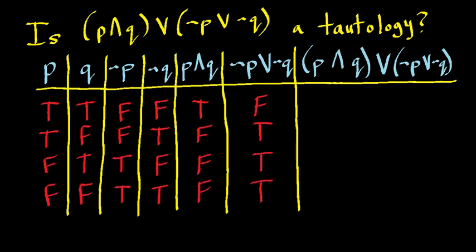Next, we'll take a look at the last column. Keep in mind that overall this is an OR statement. So we're just looking at the first part of the statement to see if it's true or false, and the second part of the statement, and then one of them has to be true for the entire statement to be true. So true or false is true, false or true is true, false or true is true, and false or true is true. So once again, we have all trues, so therefore, yes, this is a tautology because the last column is completely true.